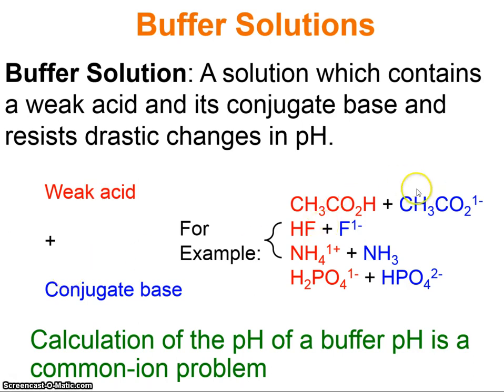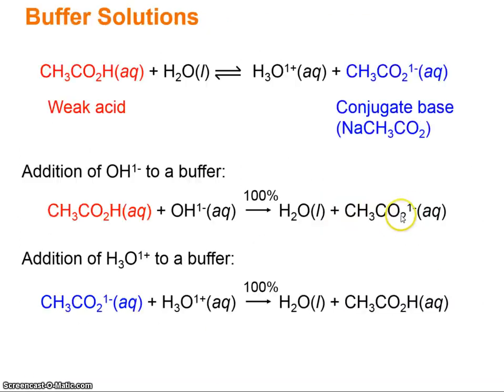So, for example, here are some pairs of things that can make buffers: acetic acid and acetate, hydrofluoric acid and fluoride, ammonia and ammonium, phosphate buffer. The calculation of the pH of a buffer is just a common ion problem. And we saw common ion problems were pretty easy to handle, right? You just needed to do an equilibrium table that had both of the things in there to start.